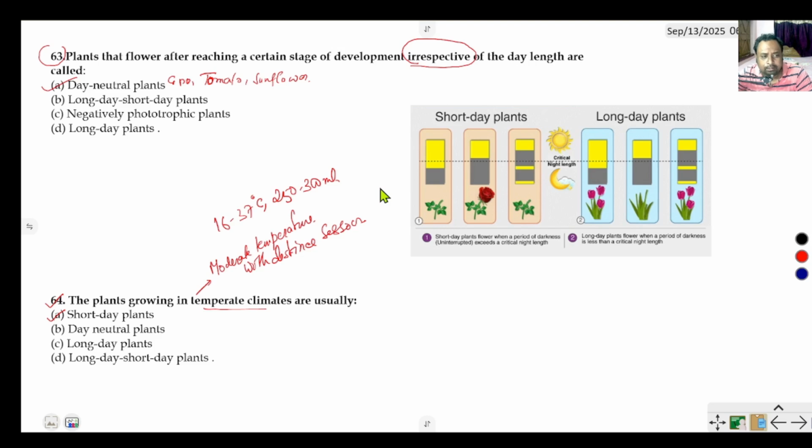So what is an example of a short day plant? Short day plants are like cotton, rice, soybean. Examples of long day plants are wheat, radish, sugar beet, potato, spinach, etc.